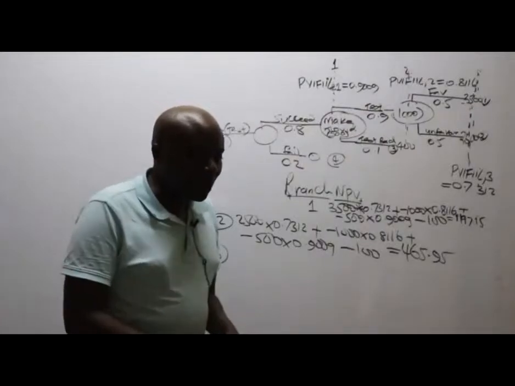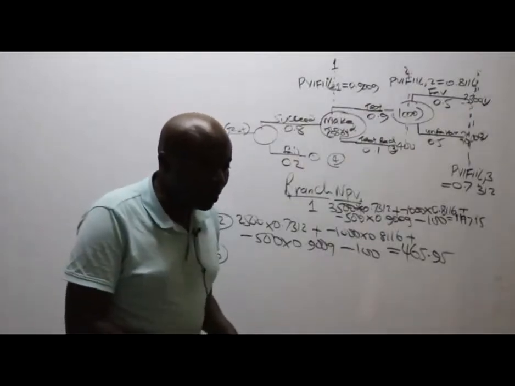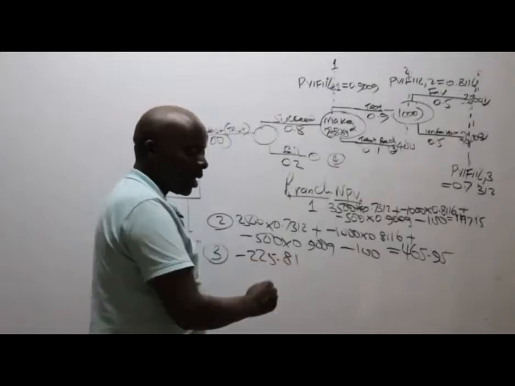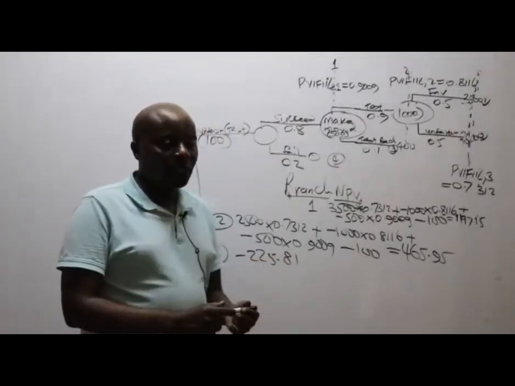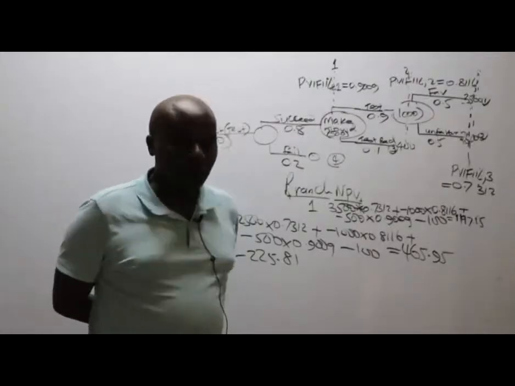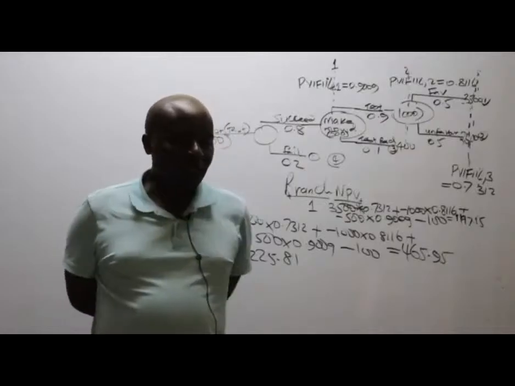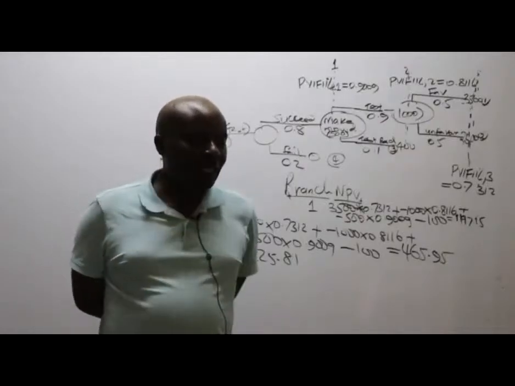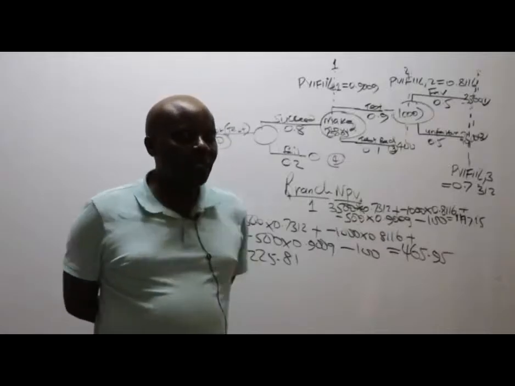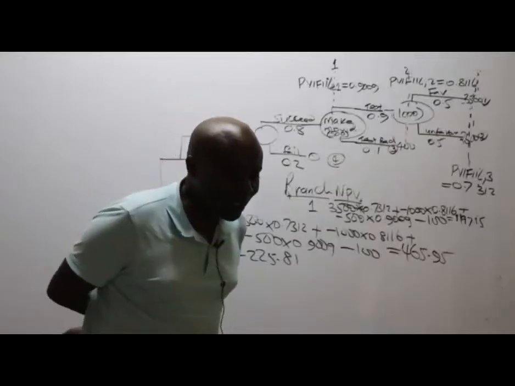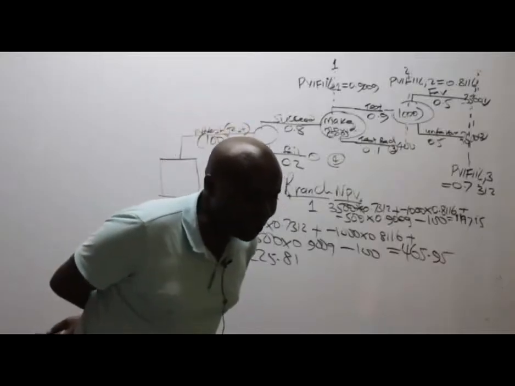The third branch, I'm being given a figure of minus 225.81. Is there someone else who is able to get this figure, minus 225.81? Yes, I can see so many of them are getting this figure. Lucy is not getting it. How did you reach that?